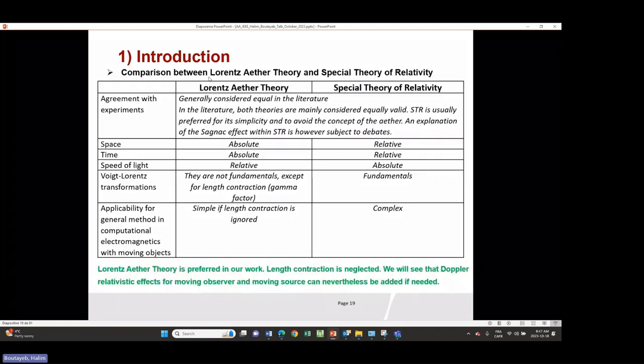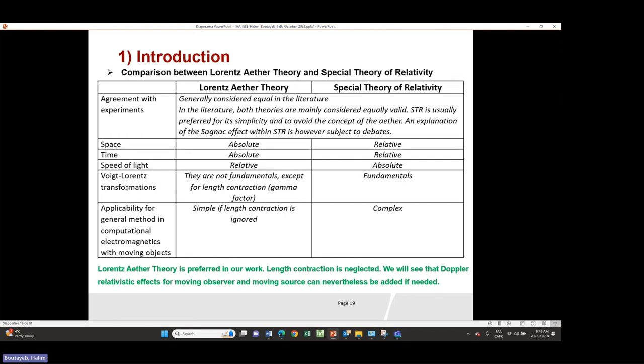So let's compare the Lorentz ether theory and the special theory of relativity. If we compare them in terms of agreement with experiment, in the literature they consider them to be equal. They consider that they are both valid in terms of validation with experiment, but usually they prefer the special theory of relativity. However, the explanation of, for example, the Sagnac effect with STR is subject to debate. In Lorentz ether theory, space is absolute, time is absolute, and speed of light is relative. In special theory of relativity, space is relative, time is relative, and speed of light is absolute.